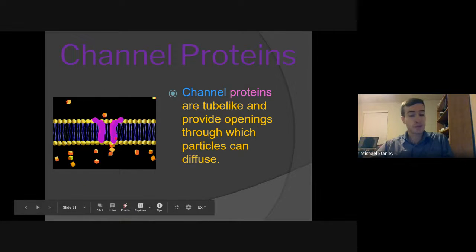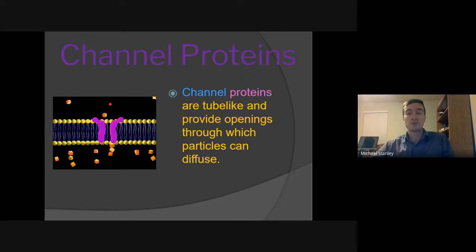So in this particular picture, the particles are going to go through facilitated diffusion from the bottom of the picture to the top of the picture. They're more dense down here. They're less dense up here. So they're naturally going to flow through the channel protein to this side over here. They're going to go through this little opening that the protein is providing.